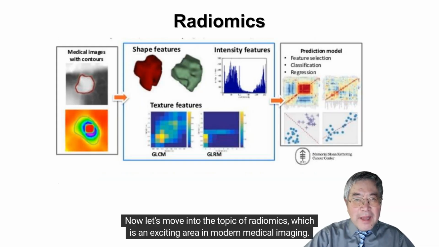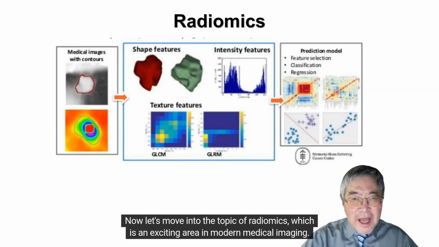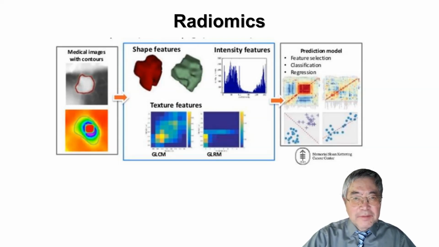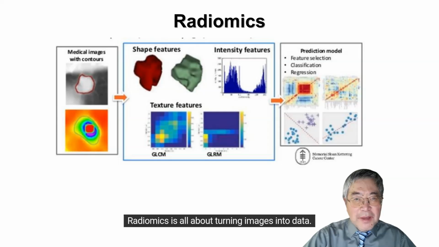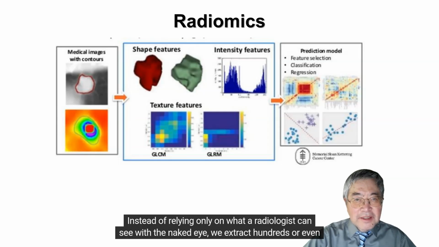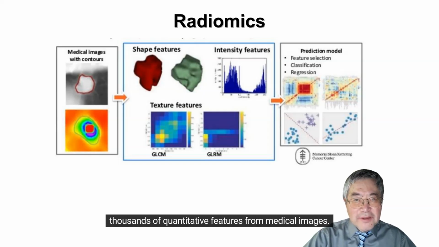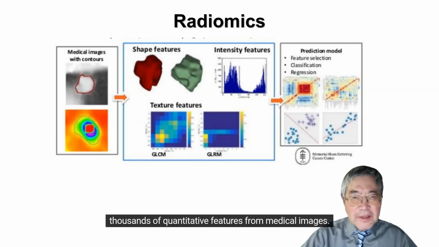Now let's move into the topic of radiomics, which is an exciting area in modern medical imaging. Radiomics is all about turning images into data. Instead of relying only on what a radiologist can see with the naked eye, we extract hundreds or even thousands of quantitative features from medical images.